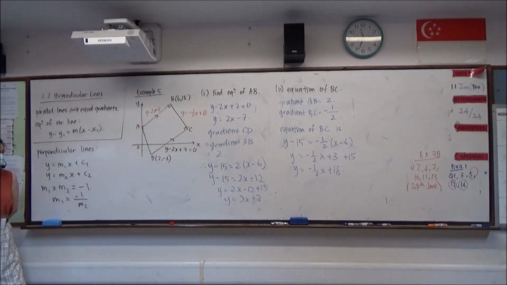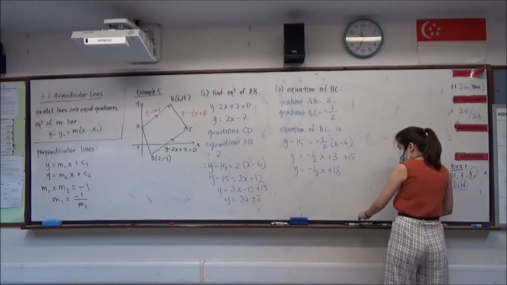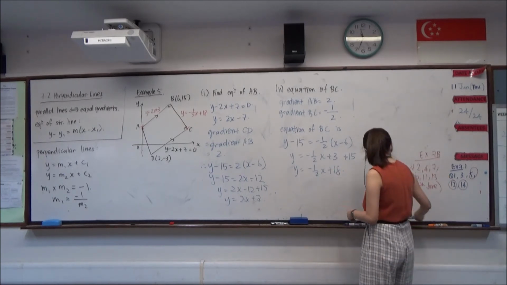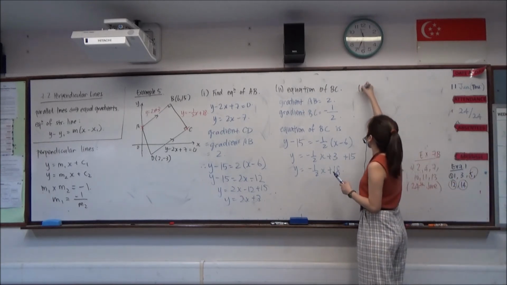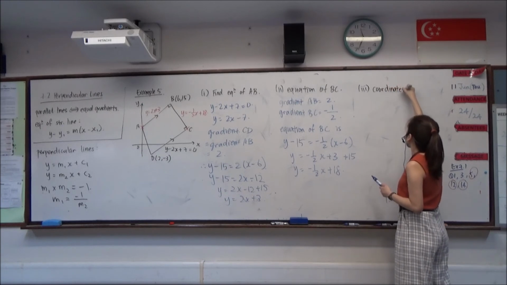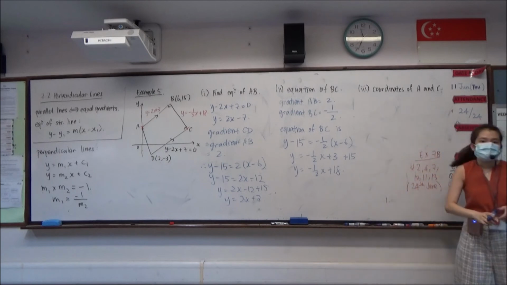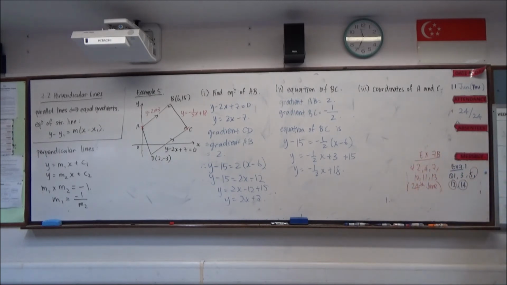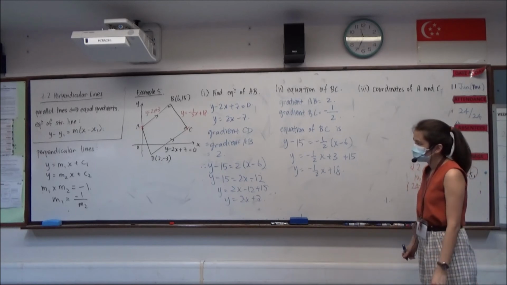Okay? A is on the y-axis. Alright? So I believe it might be easier for us to find the coordinates of A first. So how should I find the coordinates of A? Yes. This A is on the y-axis, the y-intercept is 3, so A is 3.